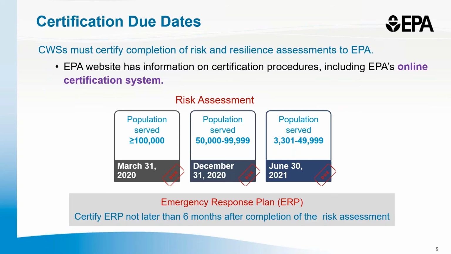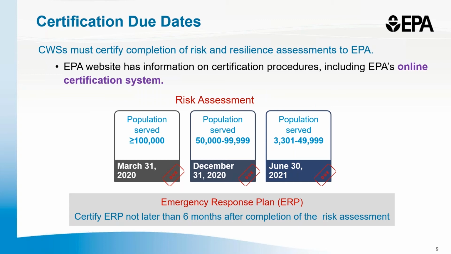Community water systems must certify to EPA that they've completed their risk and resilience assessments. Another key difference between AWIA and the 2002 Bioterrorism Act is that you do not submit your assessment to EPA. You only certify that you completed it. EPA's website has information on the certification procedures, including EPA's online certification system.